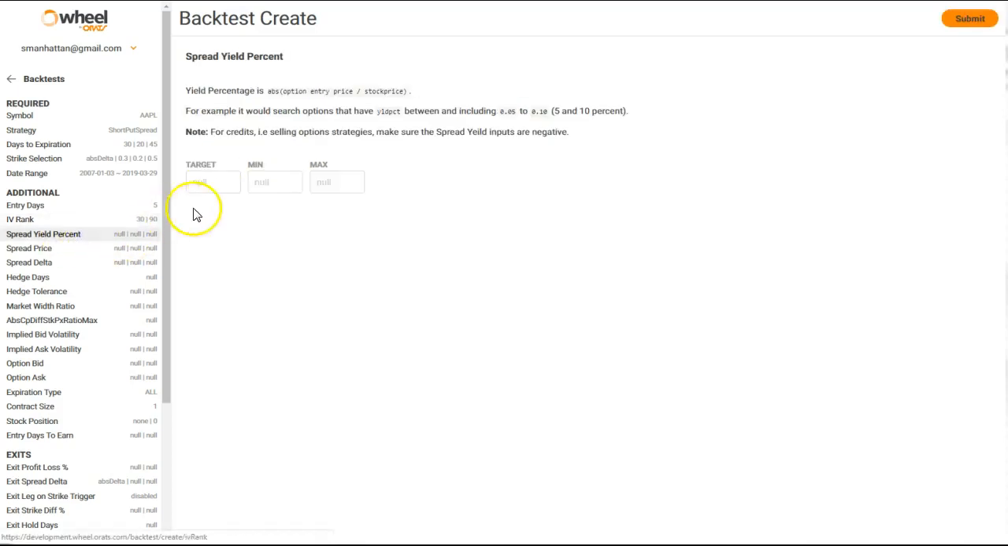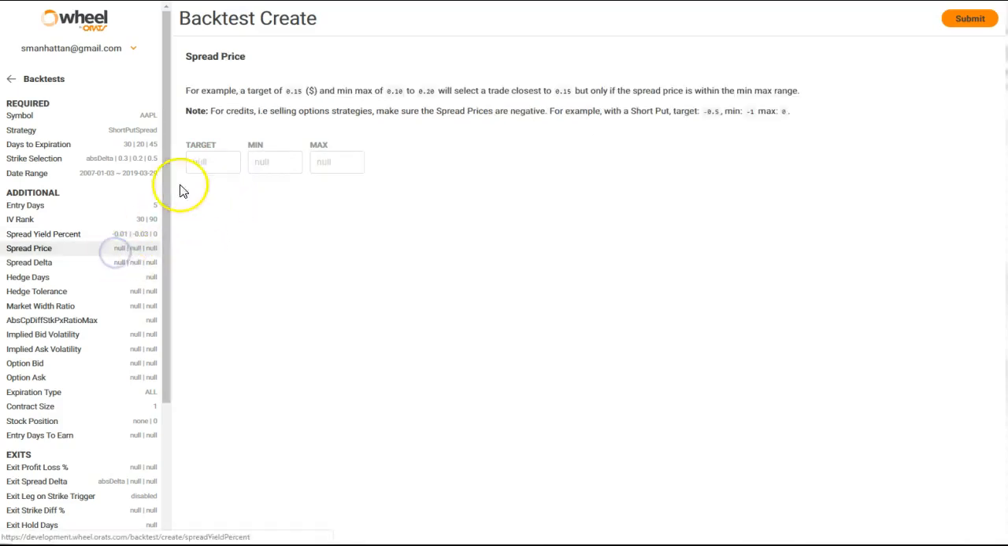Spread yield percent, that's one of my favorites. It's where the absolute entry price divided by the stock price is, and you could set what that is. So for credits, it's going to be negative. In this particular case, this is a credit, and so we'll set this kind of wide until we could figure out from the backtest. We'll go look at the average trades and then try to hone it down. But let's start with this. Let's start trying to only pay 1%. So 0.01. We'll set a minimum of, pretty wide, like I said, negative 0.03 and a maximum of 0.